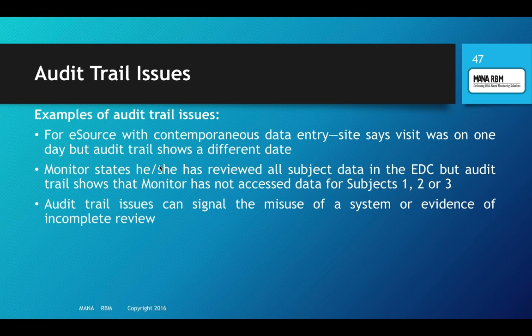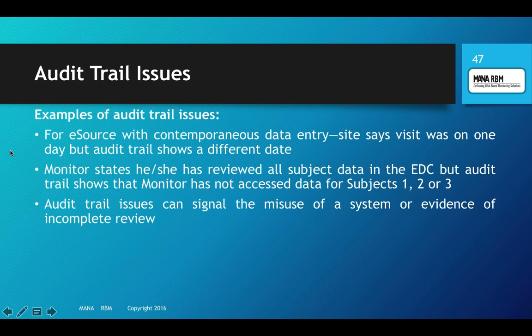Now, another way that an audit trail can be used is if, let's just say, a monitor says they've reviewed all the subjects in the EDC, but the audit trail doesn't capture that they looked at certain subjects. That's another way an audit trail can be used. So it can be used to help signal the misuse of a system or evidence of complete review.